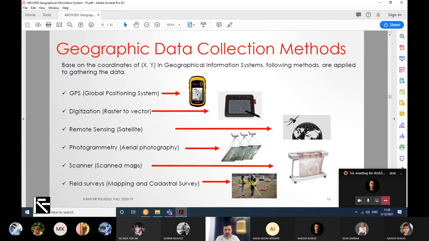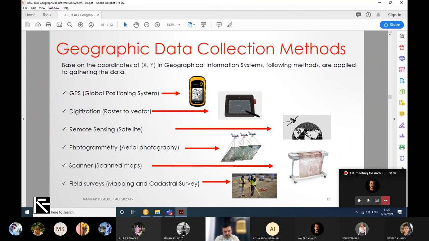mainly done by aerial photography, by a plane. They have a special plane, they have a camera, and they start to capture the area. Nowadays, it's done mainly by a drone or UAV, unmanned aerial vehicle. We have a scanner in a big and a small size. The big one used for a big map, and the smallest one, which is a typical one, you will see it everywhere in A4 size.